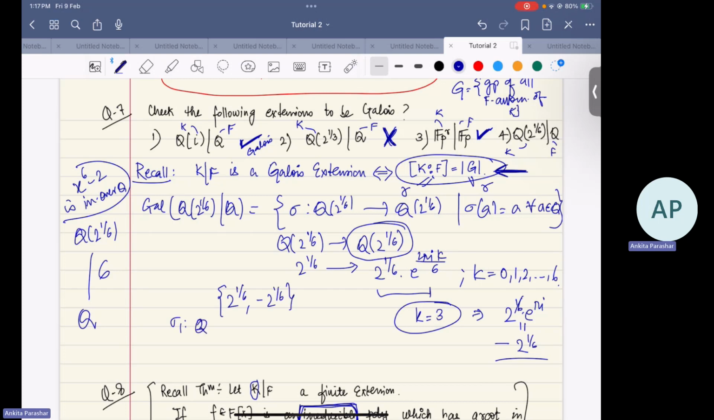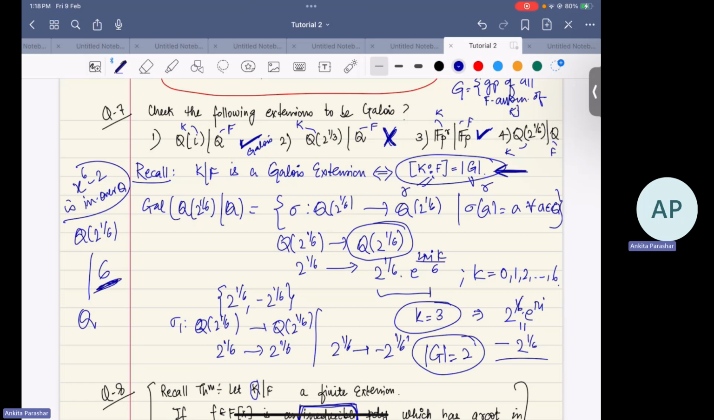There are two homomorphisms, 2^(1/6) to 2^(1/6). Either you fix 2^(1/6) to itself, or you can map it to its negative. So the group cardinality is 2, only 2 homomorphisms we have. However, the index is 6. Therefore, this is not Galois. I think this should be clear enough now.